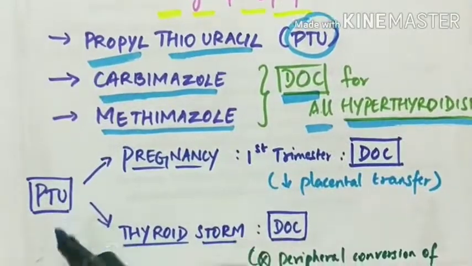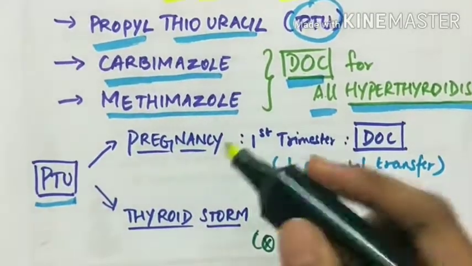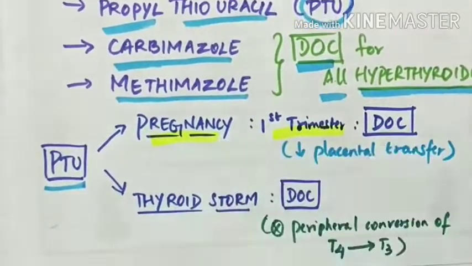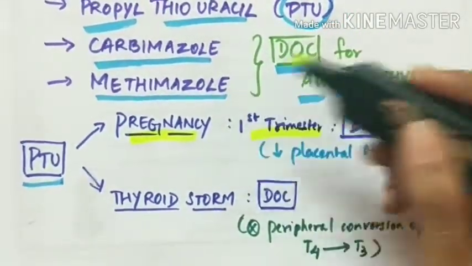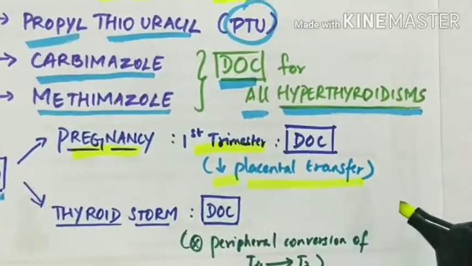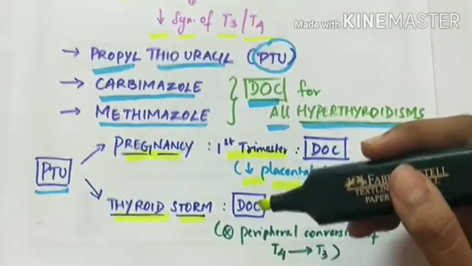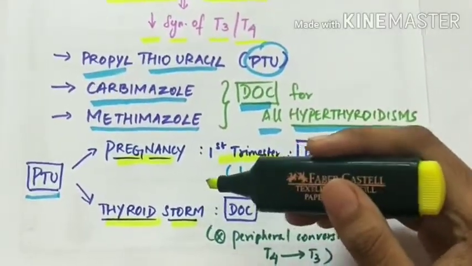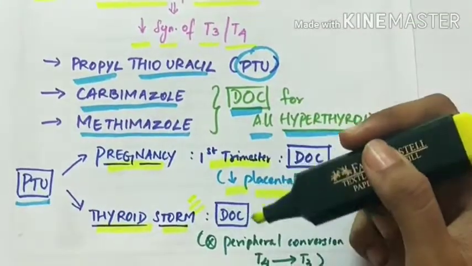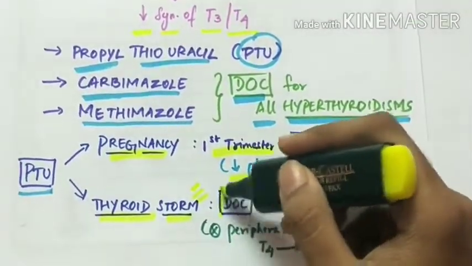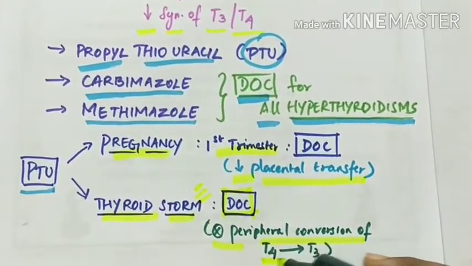Propylthiouracil is considered the drug of choice in two situations only. First is in the first trimester of pregnancy, as this is less teratogenic as compared to carbimazole and methimazole. That is, there is less placental transfer. The second condition is during thyroid storm, which is life-threatening hyperthyroidism in which there is high-grade fever, arrhythmia and seizure. For thyroid storm, the drug of choice is propylthiouracil, as it also inhibits the peripheral conversion of T4 into T3.